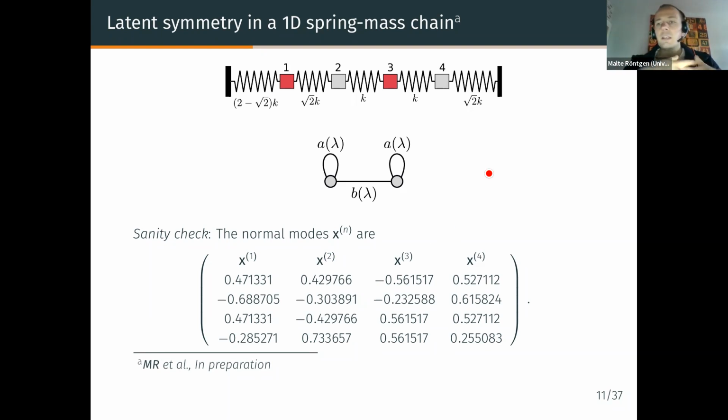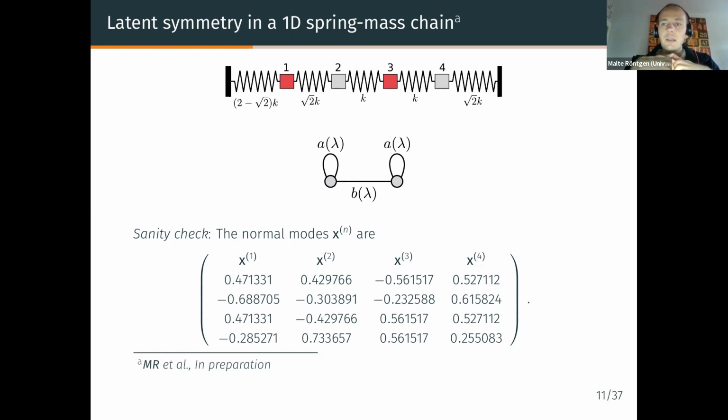Now, why did I show you this example? First of all, I wanted to emphasize that you can really apply the concept of latent symmetries to even a very simple toy model. And second, this toy model doesn't need to be big. It is enough to have a spring mass chain consisting of 4 masses to already get latent symmetries.